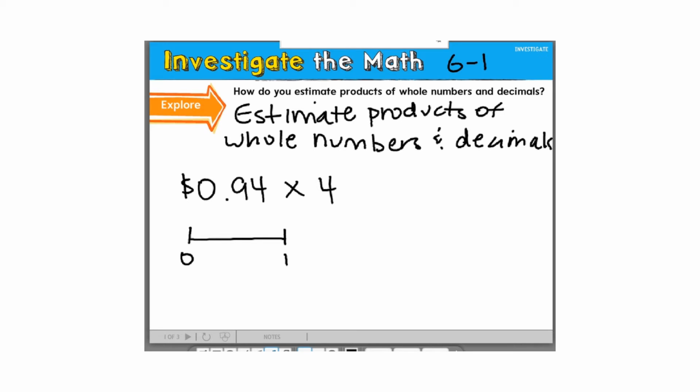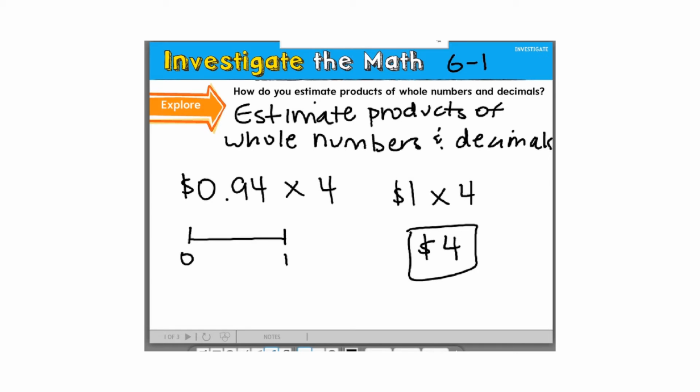Because 94 cents is less than 1, right? Because there's no whole number, there's no number in the ones place. So what would I round 94 cents to? You would round it to $1. So my estimate would be $1 times 4. So then my final answer would be about $4.